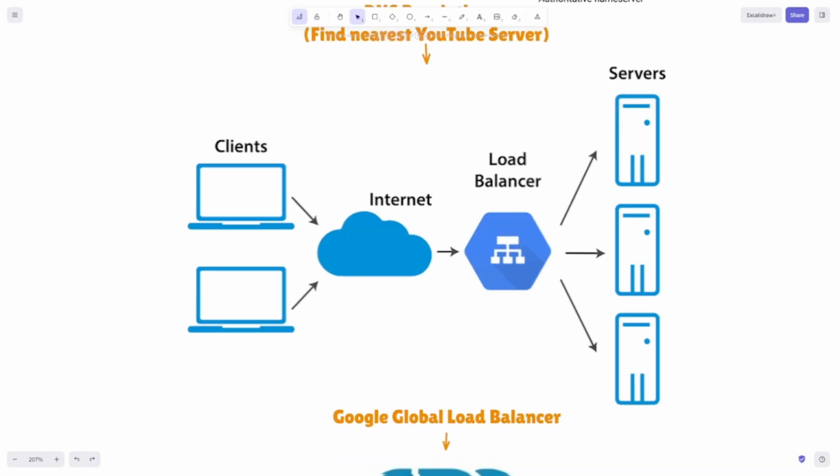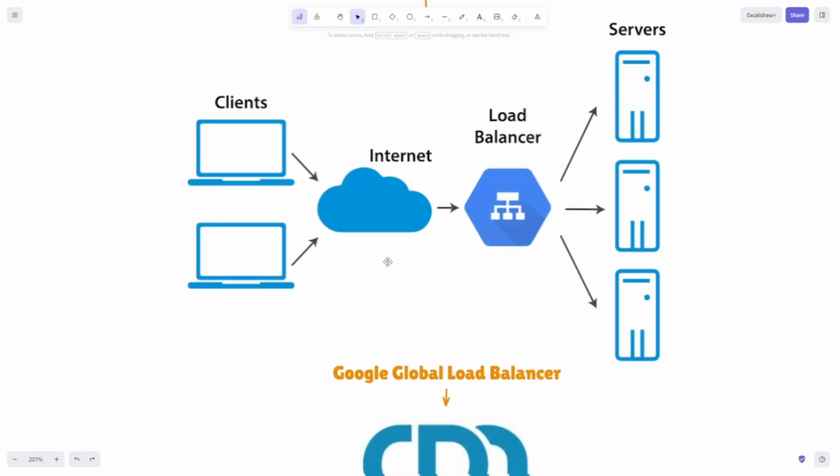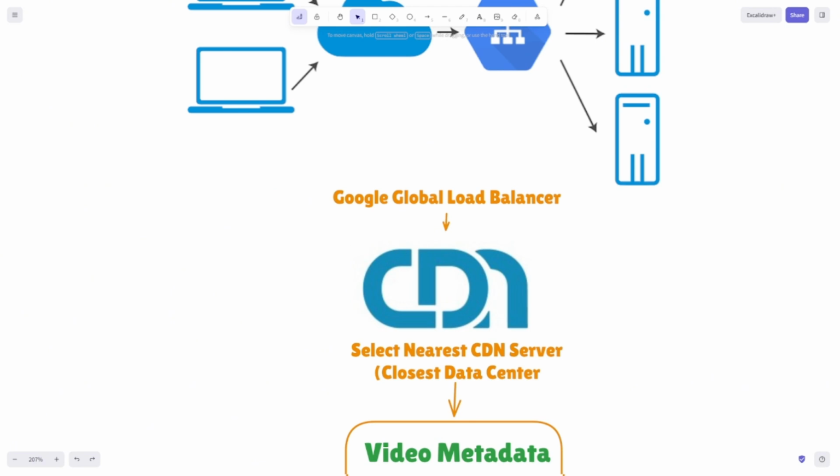Instead of sending everyone to one computer, this load balancer distributes the traffic across thousands of servers as shown in the picture. This prevents overload and makes YouTube much faster. That is, if one server is busy, the request sent by the client will go to another server, and similarly like that. Then after that, the request will go towards another technology called CDN.